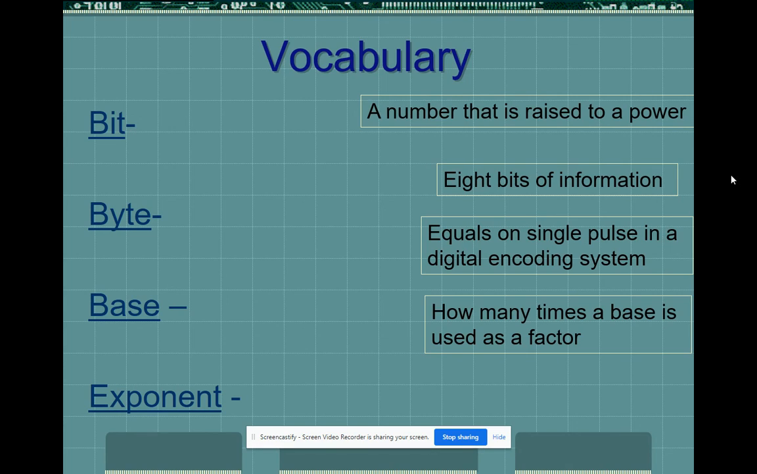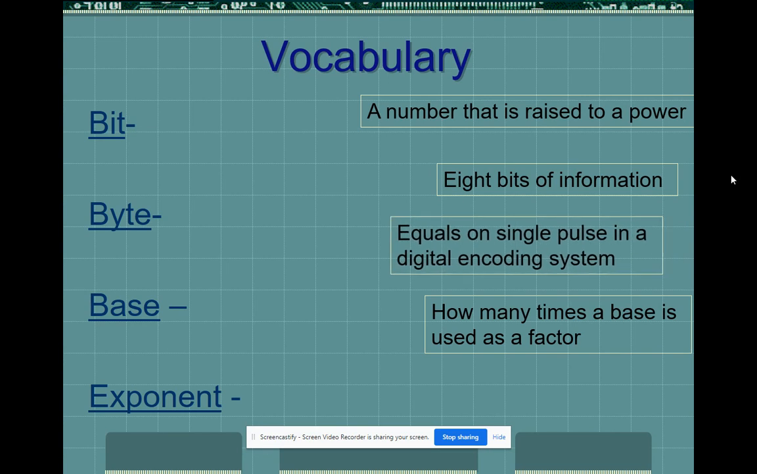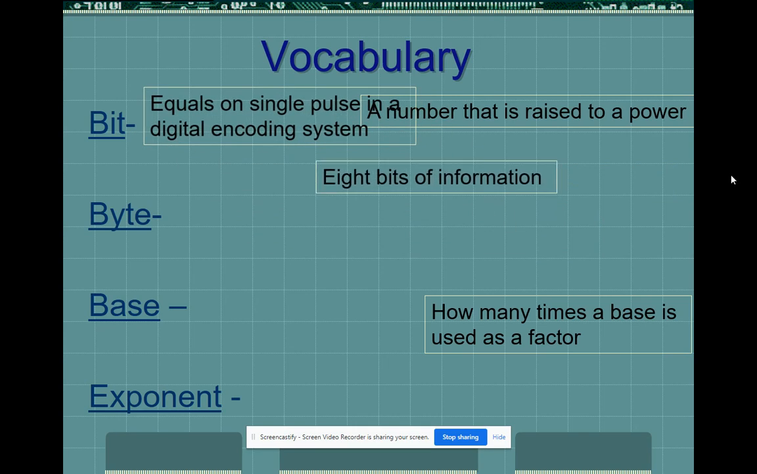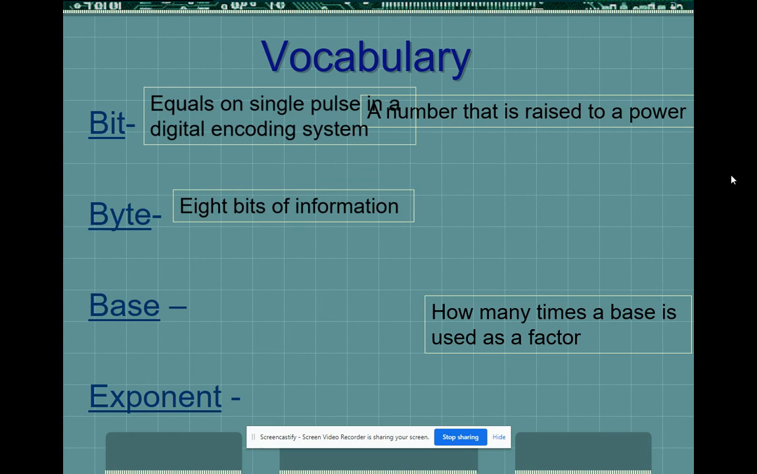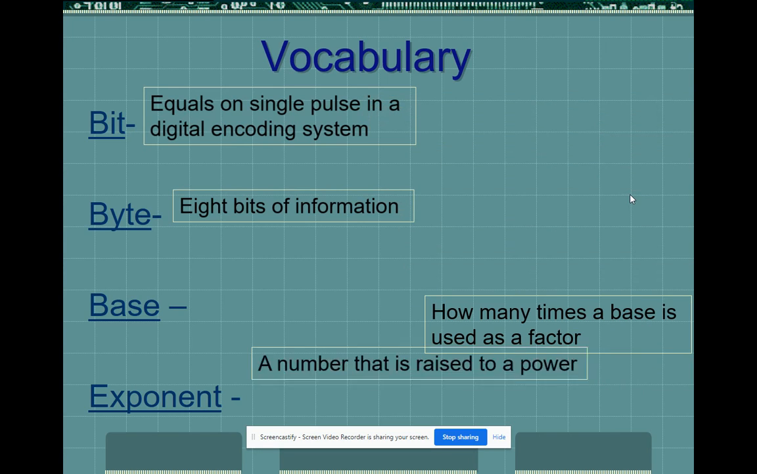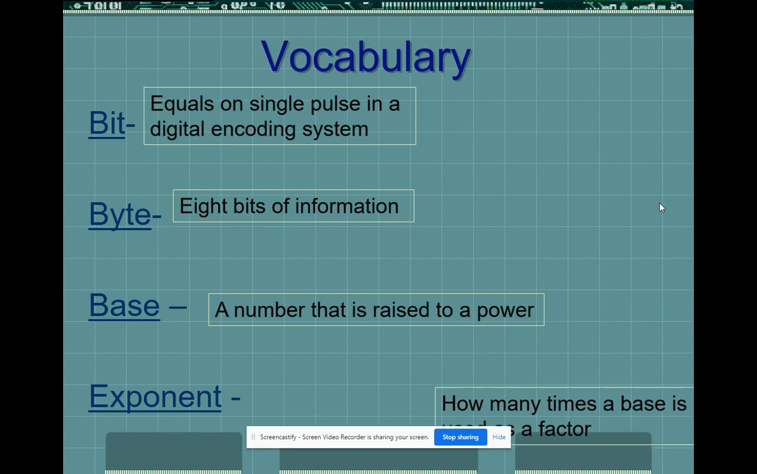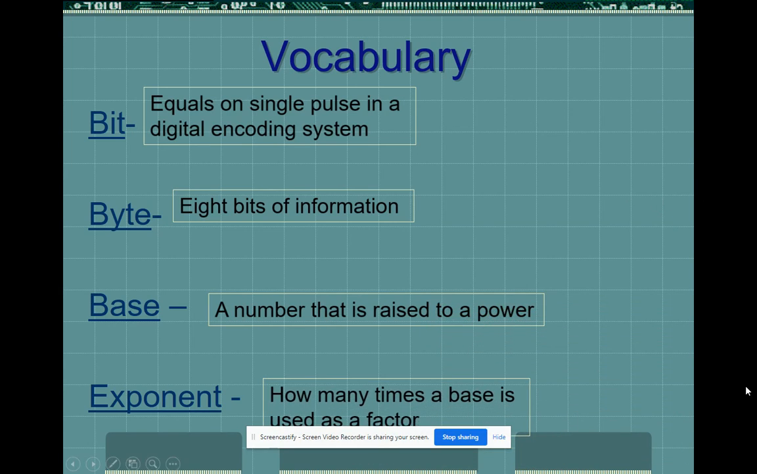So four pieces of vocabulary that we need to go over. First, a bit is a single pulse in a decoding system. A byte is 8 bits of information, so eight digits. A base is a number that is raised to a power, and then an exponent is how many times a base is used as a factor. These two vocabulary words you should actually know from your middle school math class.